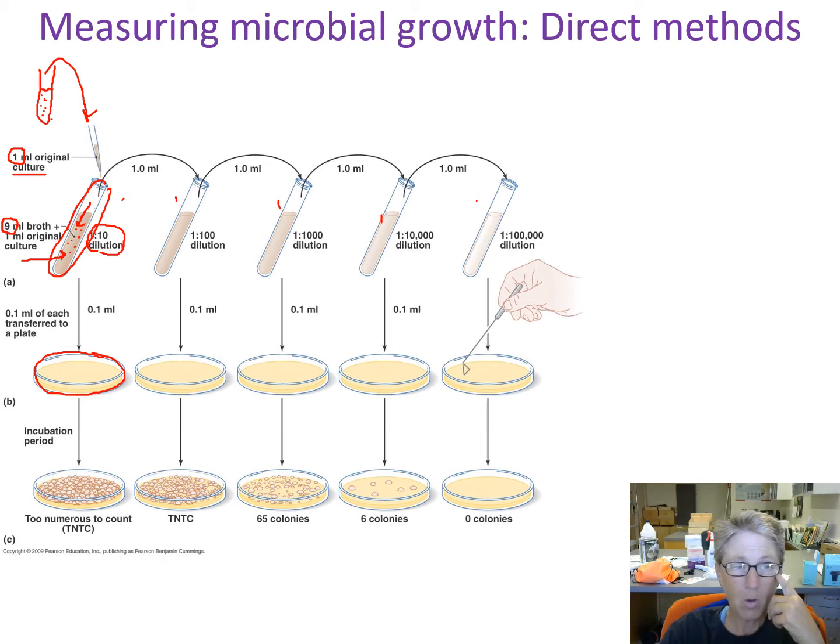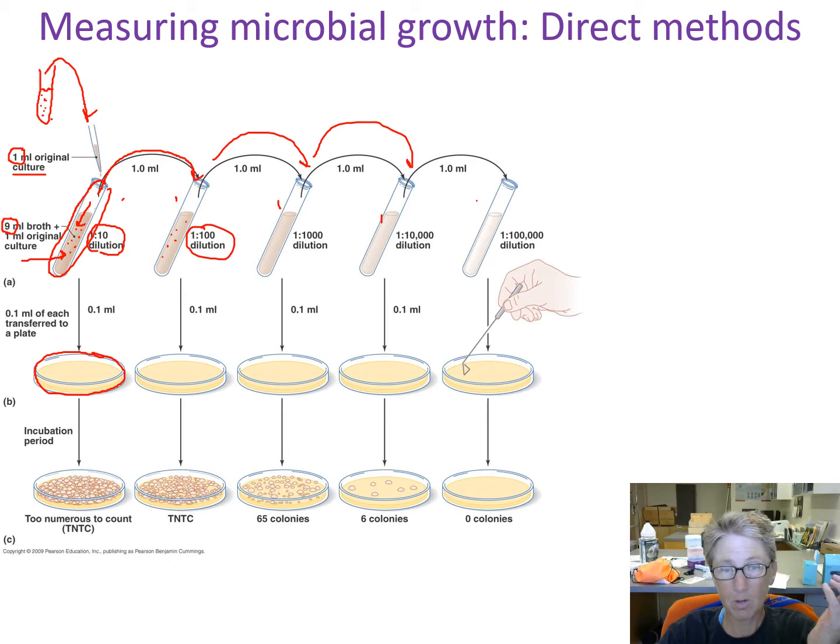And then you take 1 ml out of that and put it in your next tube, and then you vortex it. That's the 1 to 100 dilution. Anyway, you just keep taking 1 ml out and mixing it in 9 mls. 1 ml out, mix it in 9 mls. 1 ml out, mix it in 9 mls. Until you get, in this cartoon, to a 1 to 100,000 dilution.